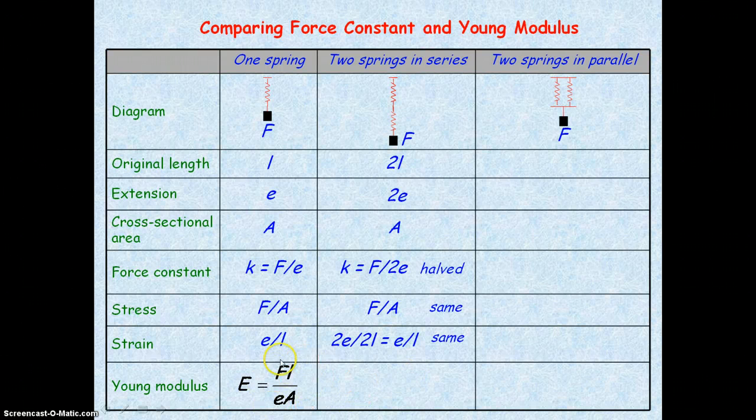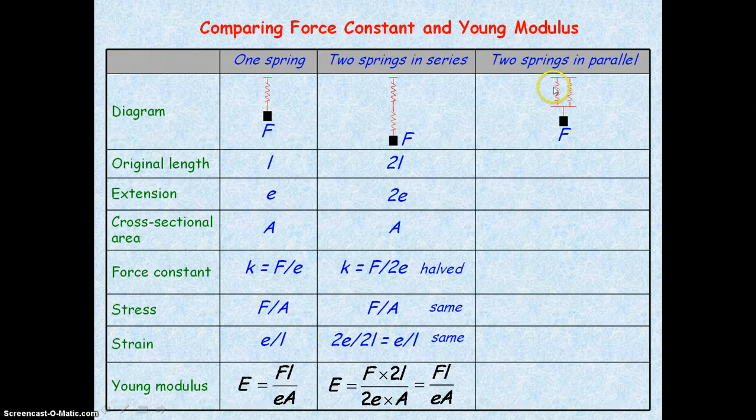And if we use this equation but apply the values that we have for the two springs in series, we've got F, and then our original length is now 2L, divided by our extension, which is 2E, times A. You can see that the 2's cancel, so we're left with our original FL divided by EA. So again, it's showing that the Young's modulus has remained the same.